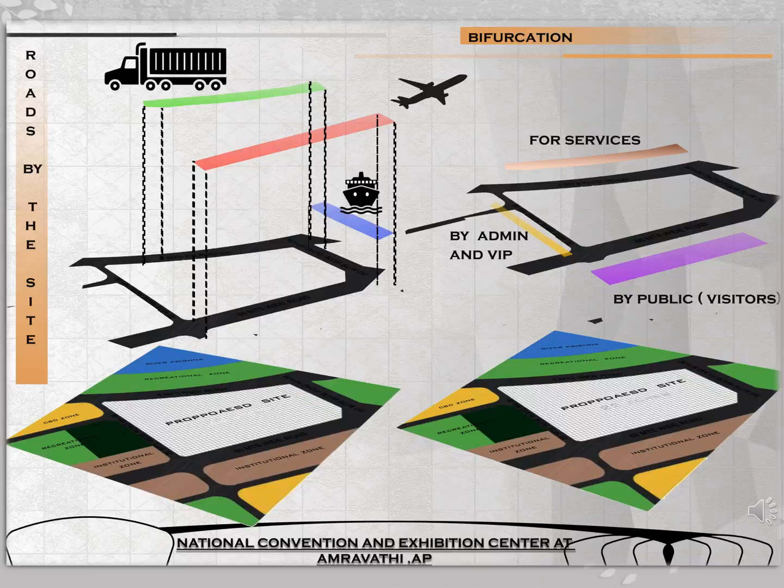The current slide shows bifurcation of access. The first picture shows the bifurcation of access by means of transport, that is services by ferry and by airplane. The second picture shows the bifurcation of access in terms of user, that is by public, by admin and VIPs, and services. The front road, that is a 60-meter road, is dedicated completely for the public. The internal road, that is a 30-meter road, would be used by admin and VIP, and the 30-meter road on the rear part would be used for services.